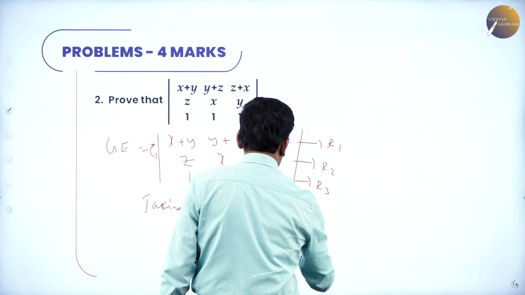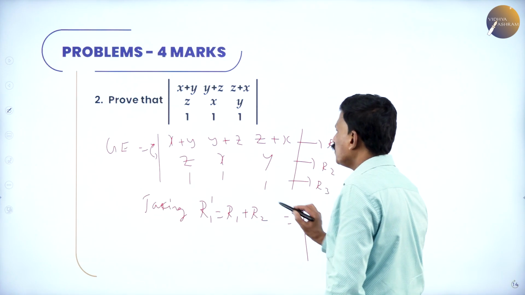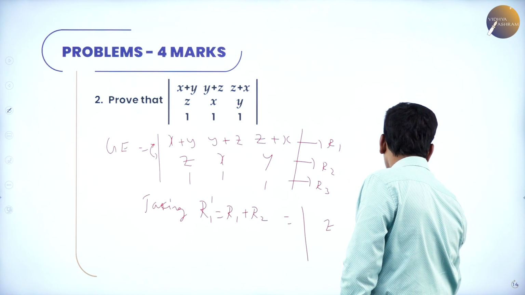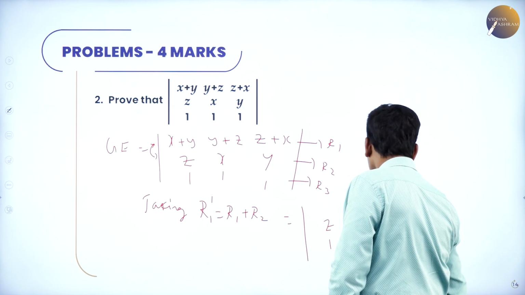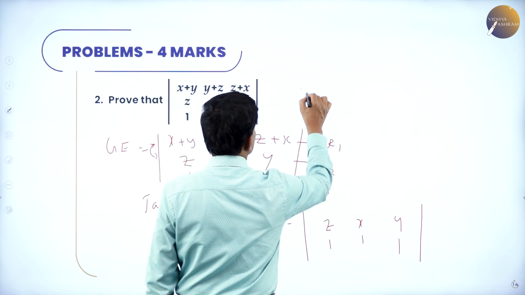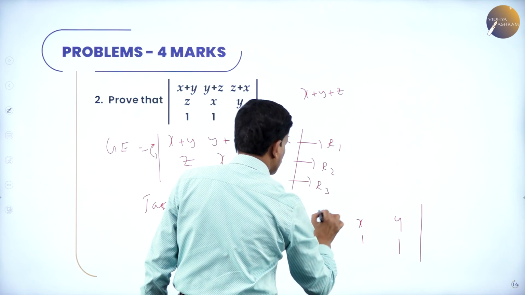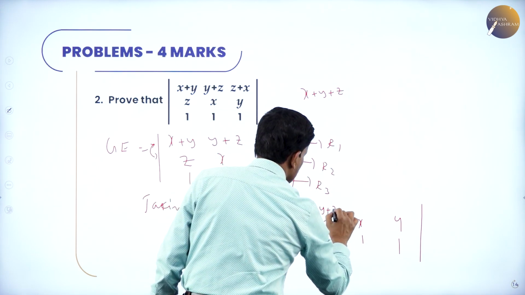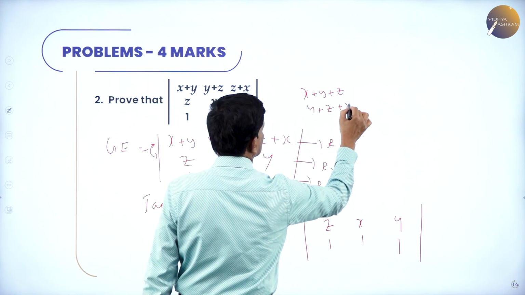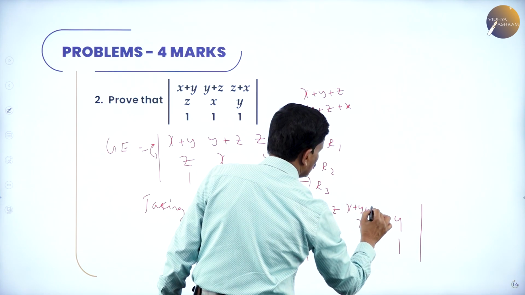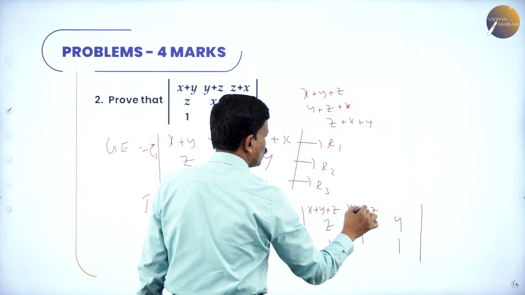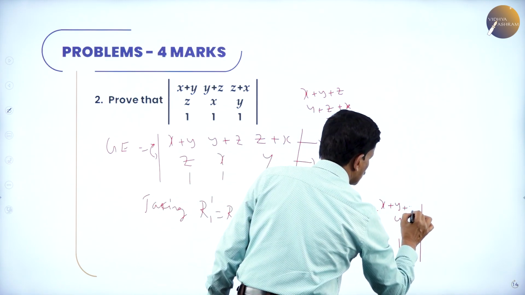What are we going to get? We are changing R1 dash; the second and third rows are the same, z, x, y and 1, 1, 1 as they are. We are adding: x plus y plus z in the first entry; y plus z plus x, putting it in order, x plus y plus z; and z plus x plus y, again x plus y plus z.